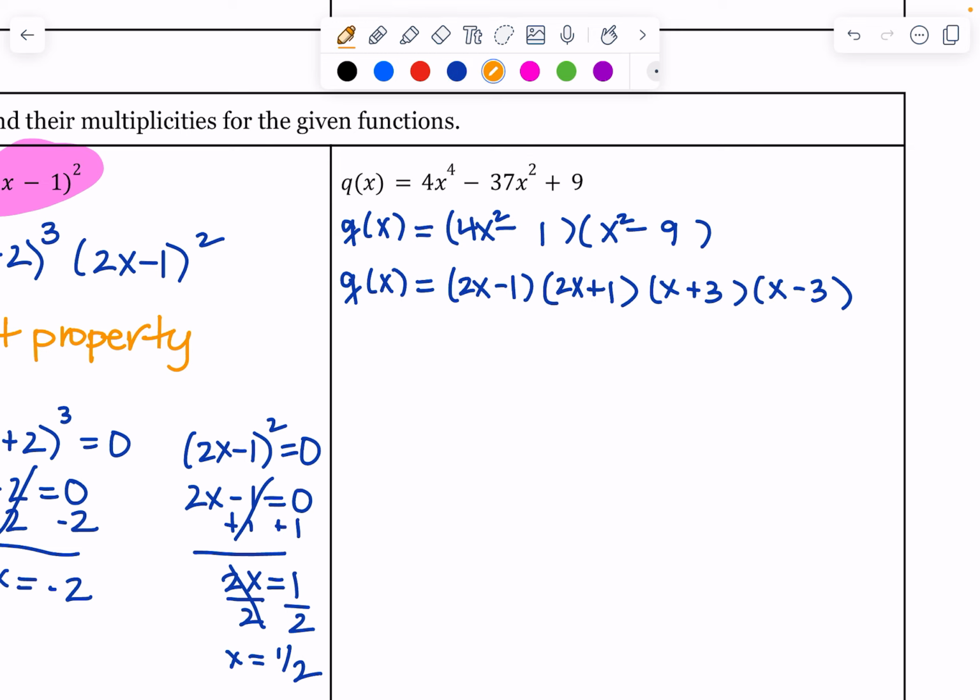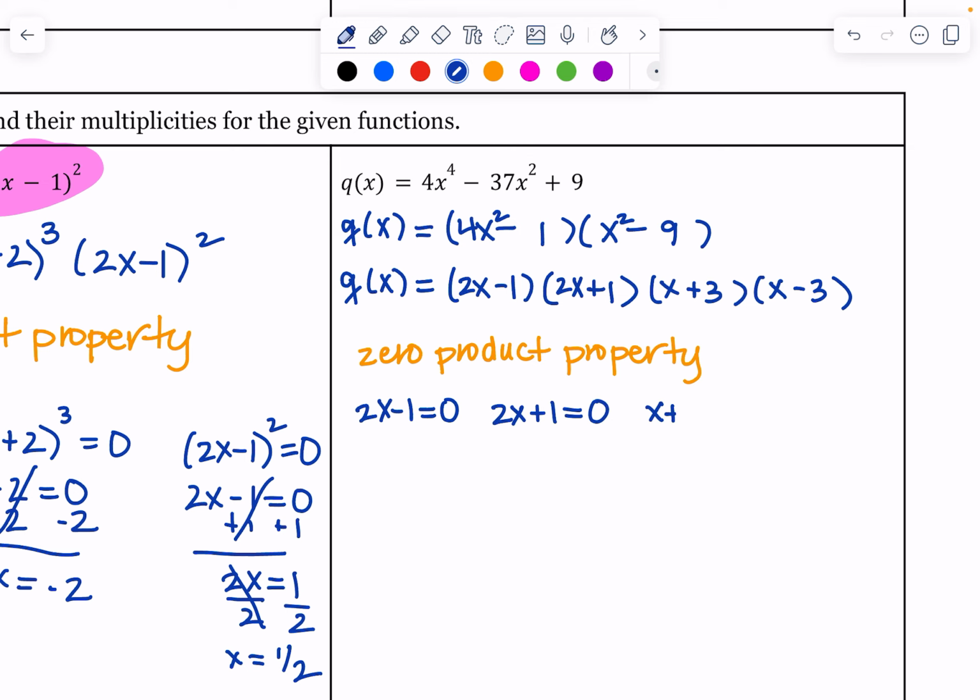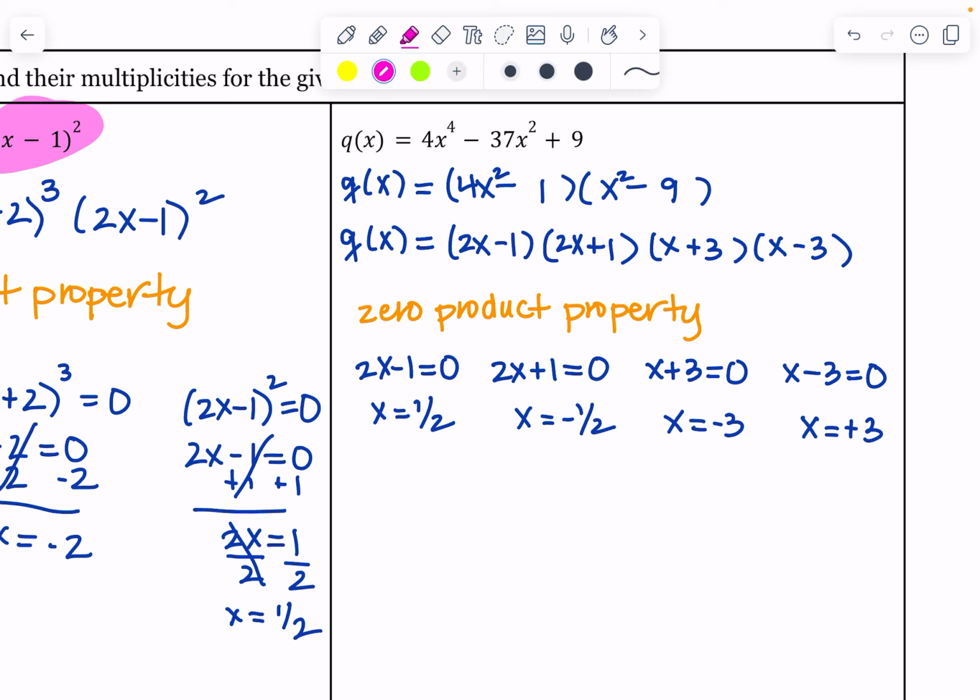Okay? Then we're going to be using our zero product property. And set each of those equal to 0. So I've got 2x minus 1 equals 0, 2x plus 1 equals 0, x plus 3 equals 0, x minus 3 equals 0. So I've got x is equal to 1/2, x is equal to -1/2, x is equal to -3, and x is equal to +3. Okay, and so if you look at the factored form here, none of those parentheses have exponents on it, none of them repeat. So these are all multiplicity 1.